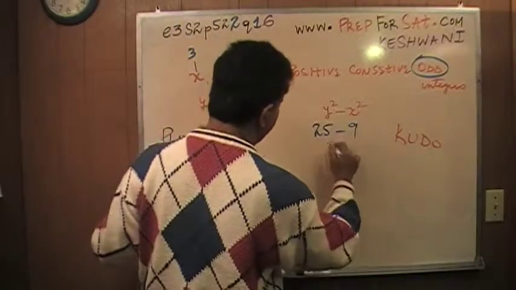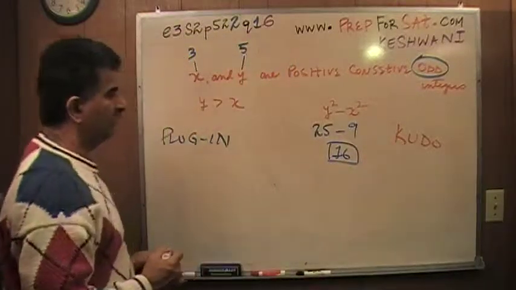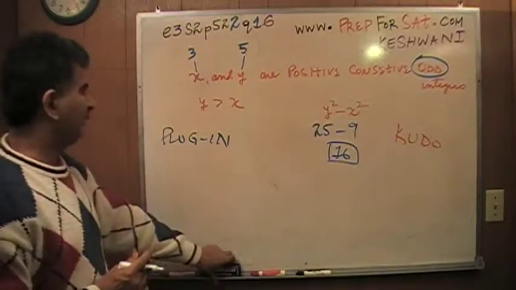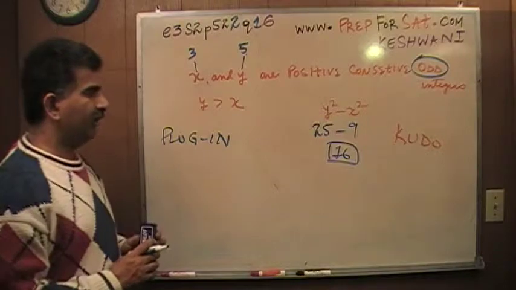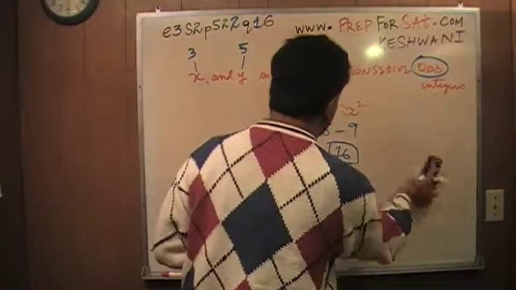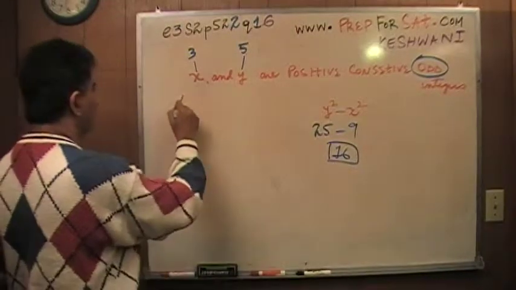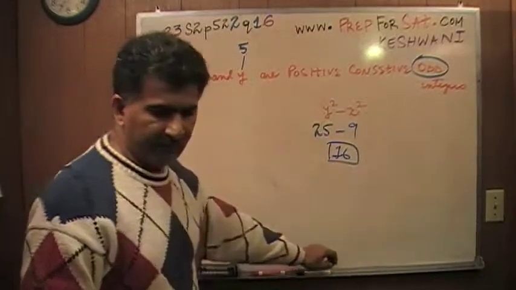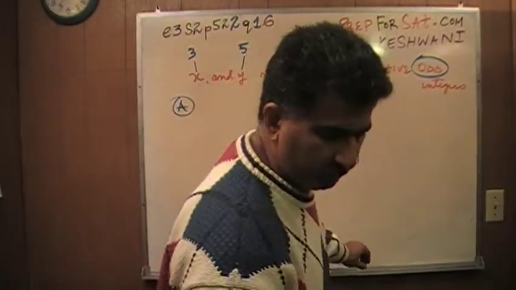So my punchline is this. 16 is my punchline. 25 minus 9 is 16. That's what I'm looking for. I'm going to go through all the answer choices until I find something that gives me 16. That's all. And I'm going to pick up the speed now because you have the book in front of you and you can follow me.